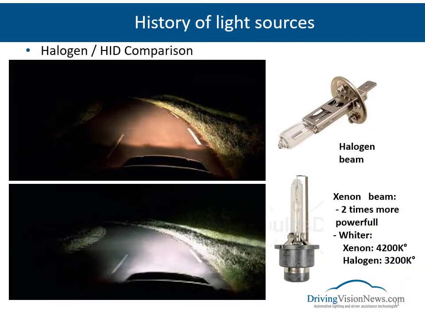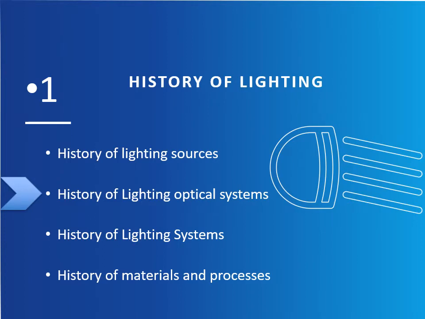On this slide you can see the difference of color between a halogen, relatively yellow, compared to the xenon, naturally much whiter. After the history of lighting sources, we shall see now the history of the different lighting optical systems that were used.